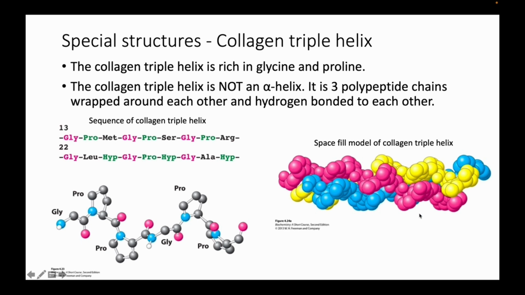Here's a space fill model of it. You can see these polypeptide chains are packed really close to each other. I want to be clear that the collagen triple helix is not an alpha helix. It's not three alpha helices coiled around each other. Instead, it's three polypeptide chains wrapped around each other and hydrogen bonded to each other.